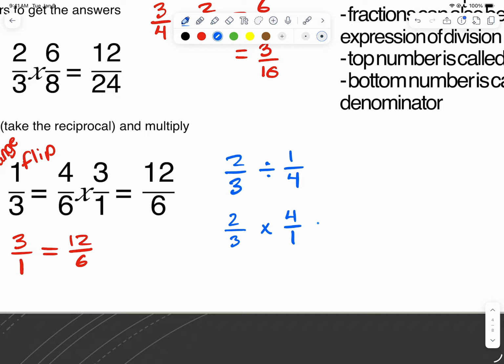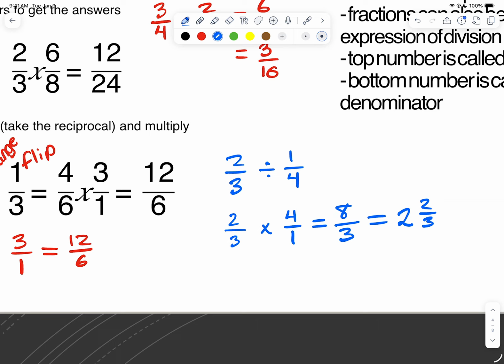So now we have 2/3 times 4/1, multiply across, and we get 8/3. 2 times 4 is 8, 3 times 1 is 3, and we get 8/3. Now, this is a mixed number, which is 2 and 2/3, because we get a 3, and then 2/3 left over. So 2 and 2/3.